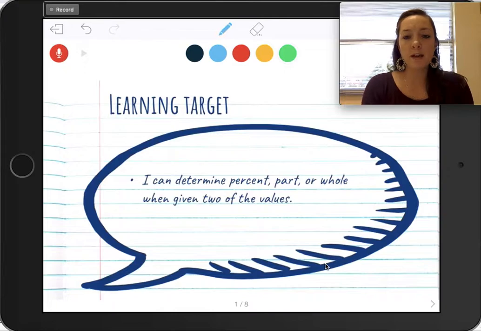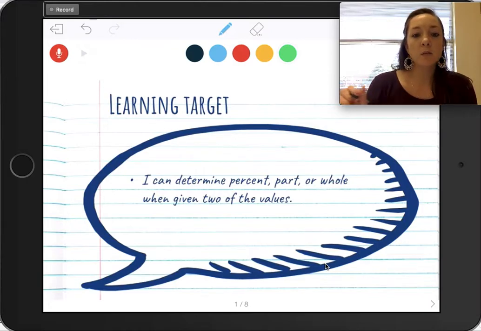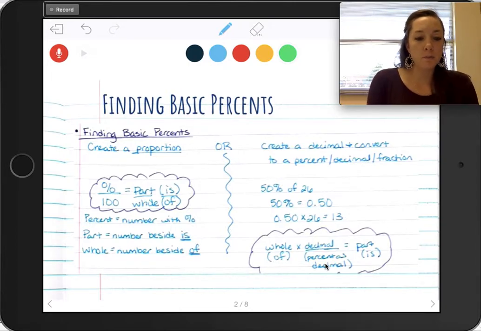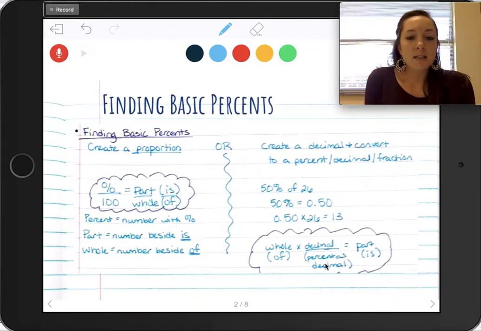Earlier in the week, we talked about fraction, percent, decimal conversions, and you did a fun little activity for that. Now we're going to talk about finding the percent, or the part, or the whole when we're given the other two. So just from your notes that you did on Monday, finding a basic percent.